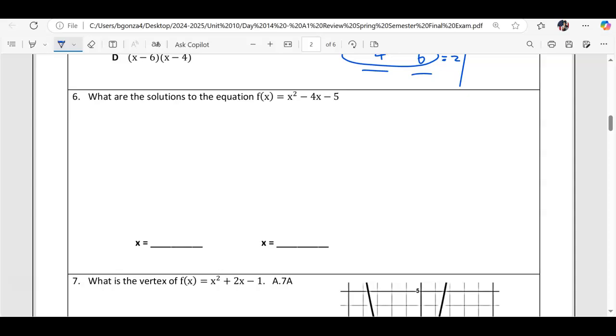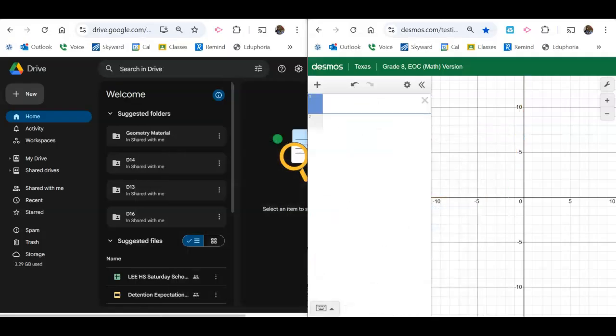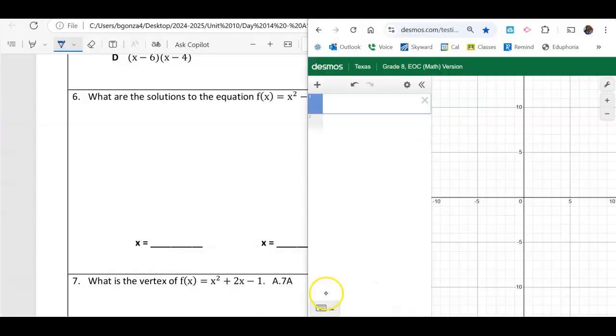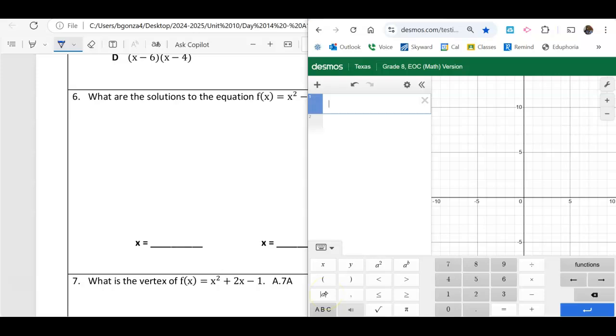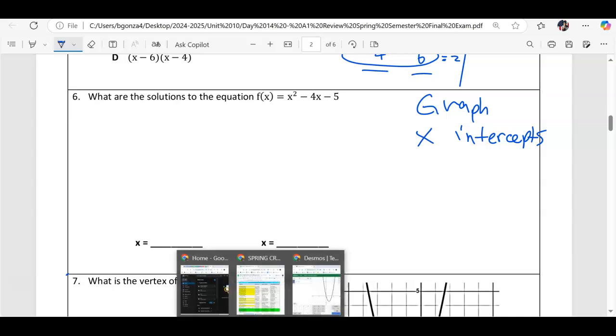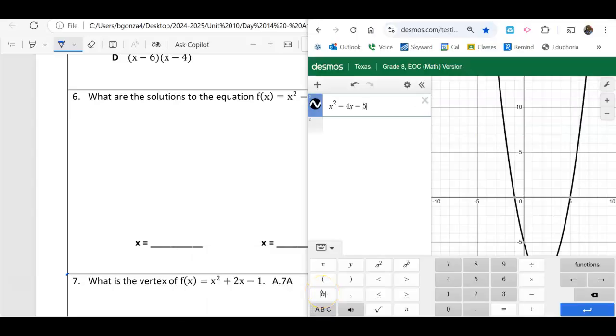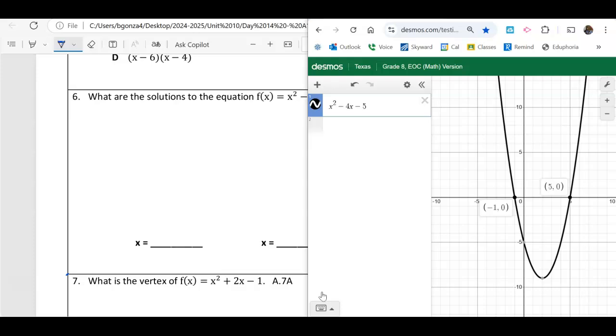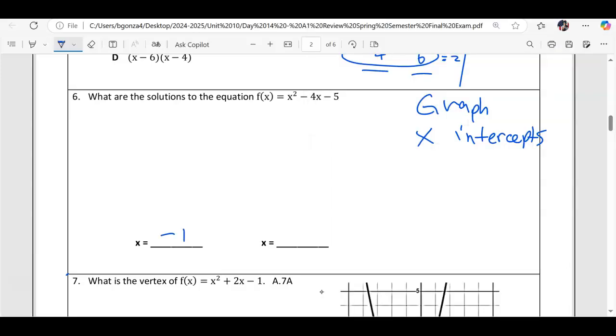What are the solutions? You can graph this thing and find the x-intercepts. Okay, that's one way to do it. X squared minus 4x minus 5. Boom, boom. Negative 1, 0, 5, 0. That's it.